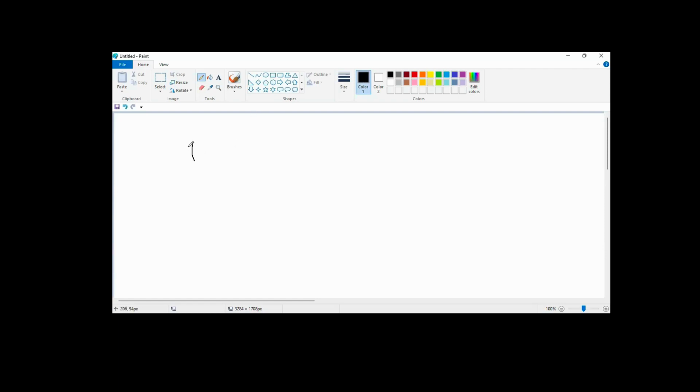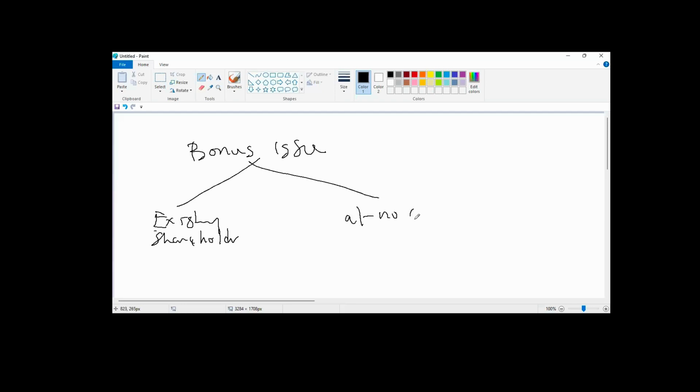Now, don't forget bonus issue, two things. Let's write a small note. Bonus issues are shares given to existing shareholders without any consideration in return. It's given to whom? Existing shareholders, at no cost. Nothing is paid for it, it's bonus.